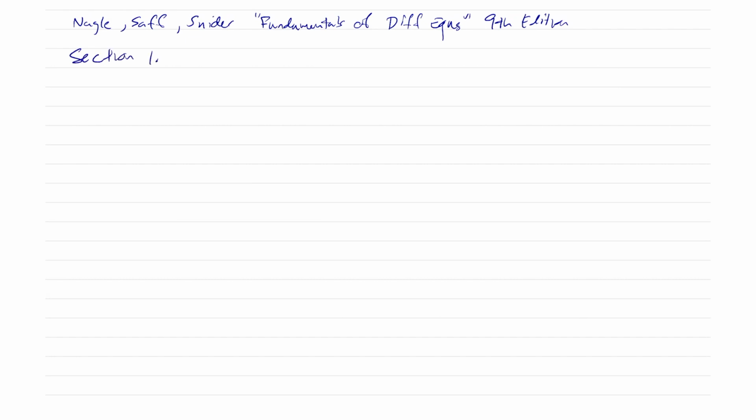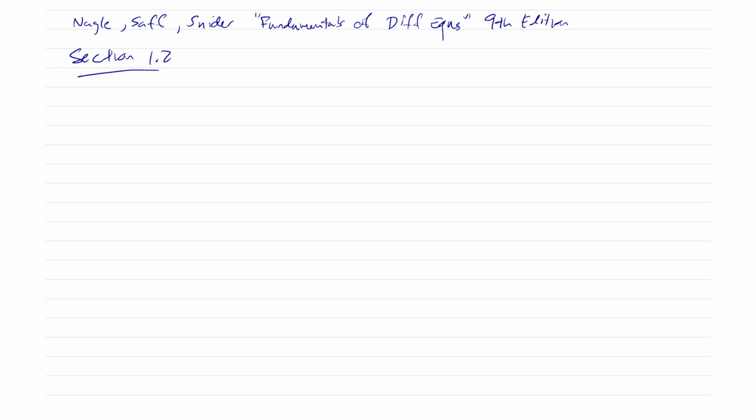If you're following along in the book, this is the book by Nagle, Saff and Snider, Fundamentals of Differential Equations, in the 9th edition. So if you are following along, this is going to be from basically section 1.2. 1.1 is a bit of background, and if you have the book, you can go ahead and read it. But the real content of this chapter starts with 1.2, and that seems to be the case with most of the chapters in the book. The second section is where you really get into the meat of things.